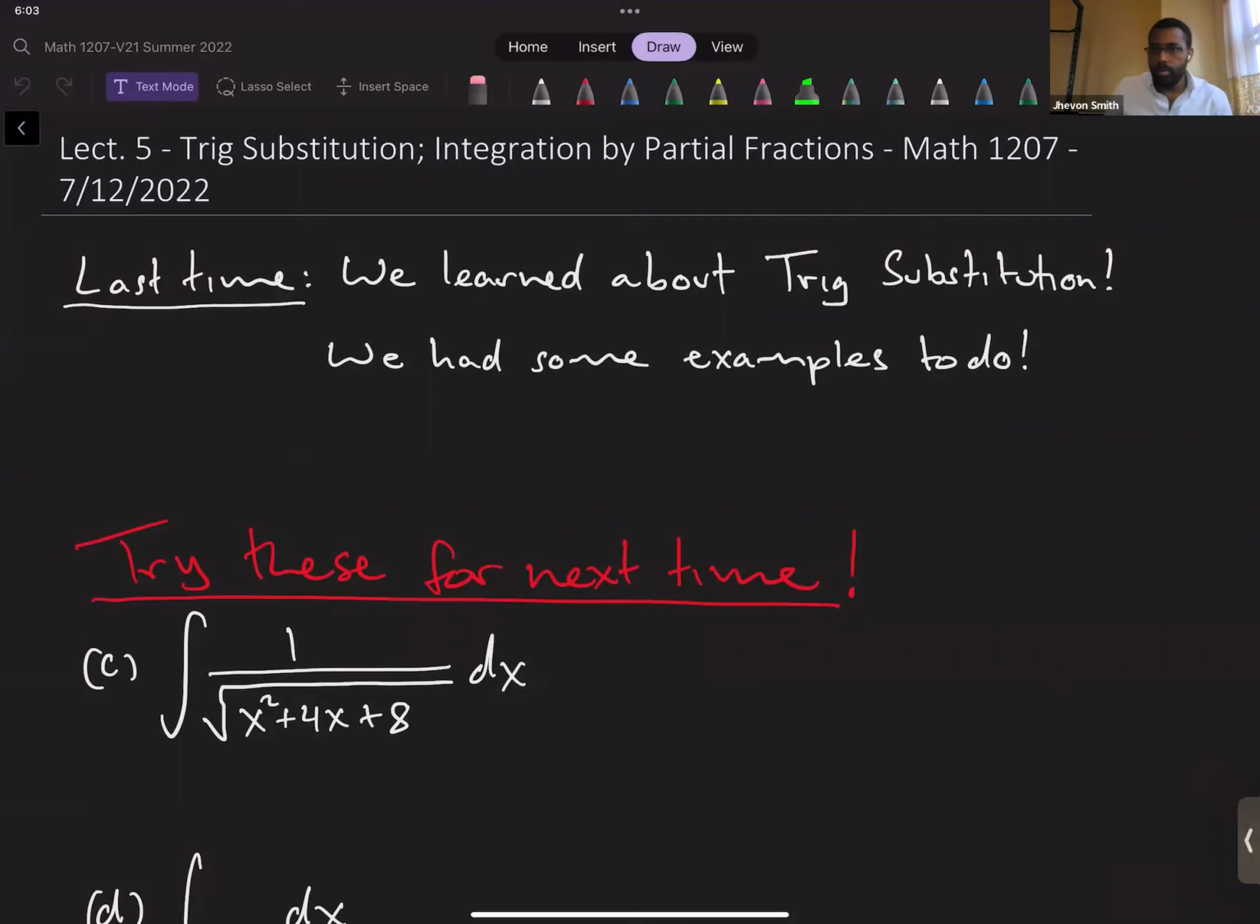Okay, there we go. All right, so we are looking at yesterday's lecture. Let's just do a very quick recap. We have spent a little more than half on trig substitution, all the variations.